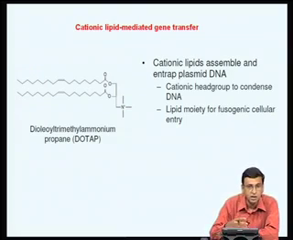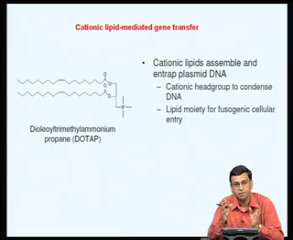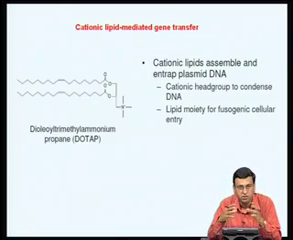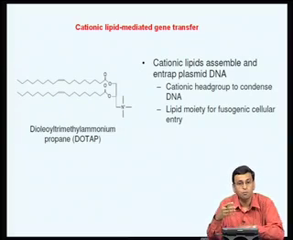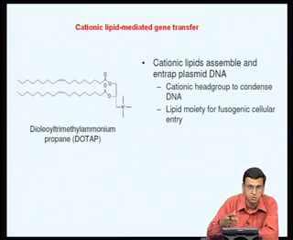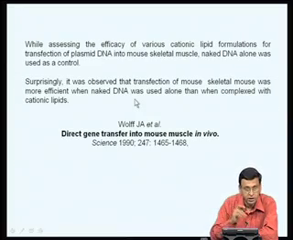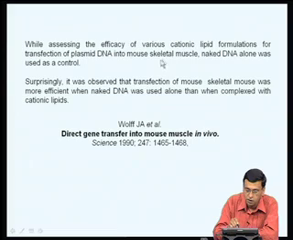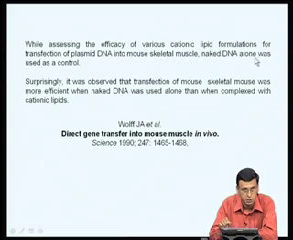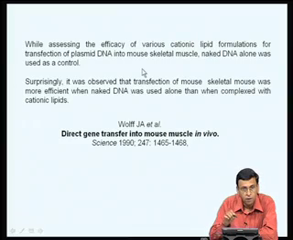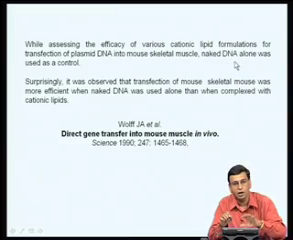and they were trying to see which of these lipid formulations, if you mix them with a DNA preparation and then inject such cationic lipid DNA complexes into various tissues, either by intravenous route or intramuscular route, will most efficiently deliver your gene or plasmid DNA into tissues. When they were assessing the efficacy of these various cationic lipid formulations for transfecting plasmid DNA into mouse skeletal muscle, they were using just the plasmid DNA alone as a control.